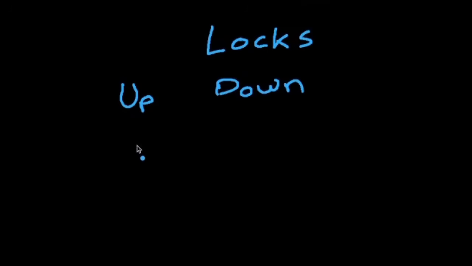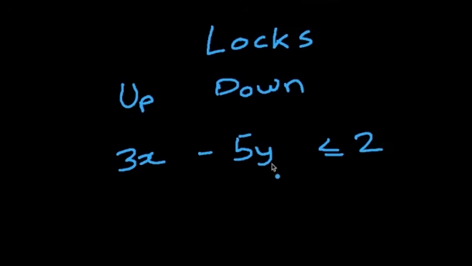So what are locks? Locks are basically the number of constraints that are restricting the variable. If you look at this constraint, for example, this constraint is restricting x from increasing. So that's why it's an up lock for x. And similarly, the same constraint is restricting y from decreasing, and that's why it's a down lock for y.